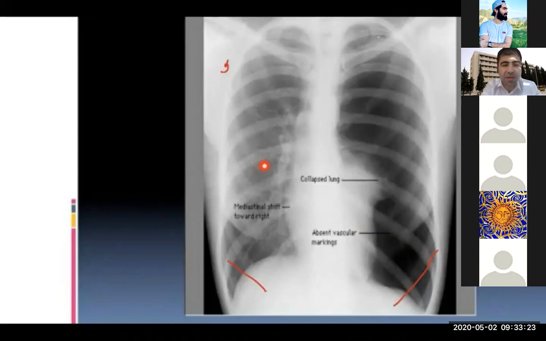So this is the collapsed lung. Only this is the tissue, collapsed from the pressure effect. So this is an emergency case where you have to put in a chest tube and drain this air from the pleural cavity, to make the collapsed lung re-inflate again.